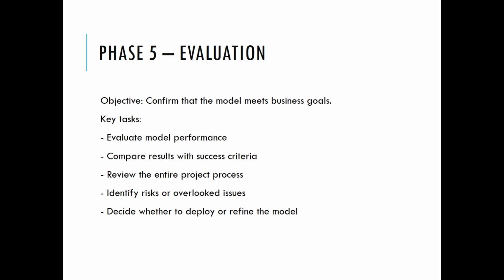We go back to the business success criteria we defined way back in phase 1. Does this model actually meet those criteria? If the goal was to reduce churn by 5%, does our model have the predictive power to enable that? If not, it might be a great model technically, but a failure in business terms.